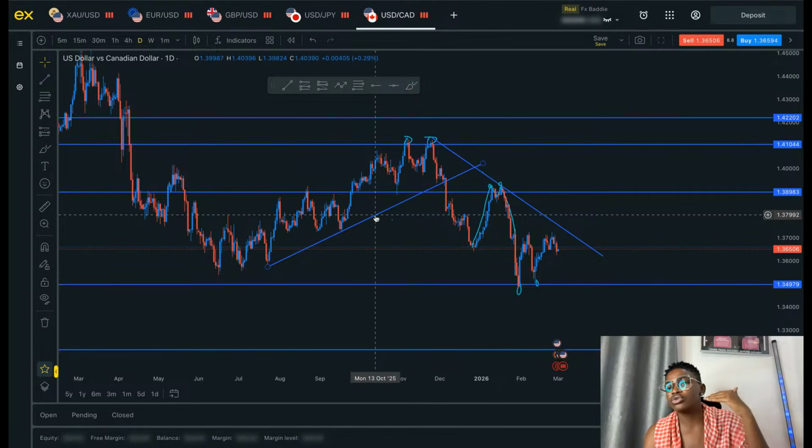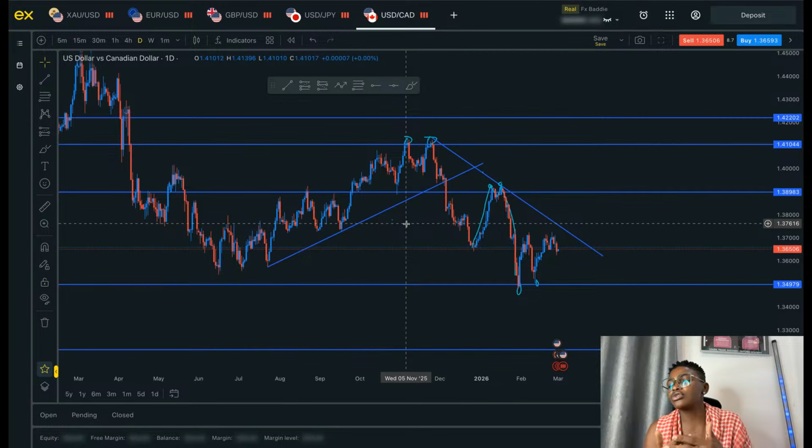Another thing you want to note is that when the trend is about to change, you start seeing successive rejection candles in the opposite direction.